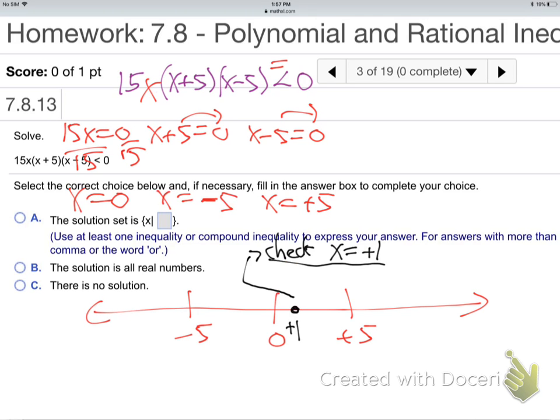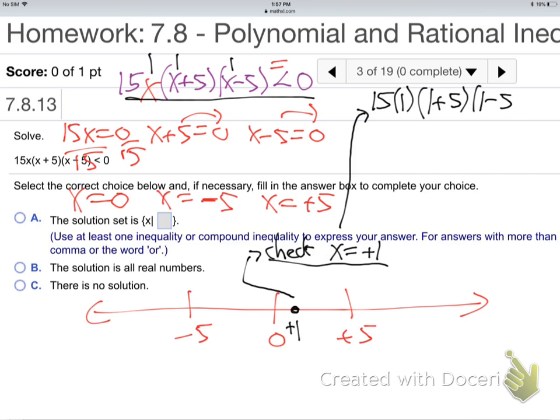And how do I do that? How do I check x equals positive 1? Plug it into the original, right? So I'll come up here and go, okay, I'm going to plug in 1 for x everywhere, right? See if it's less than 0. So what's that? 15 times 1 is 15. This is times 6. This is times negative 4.